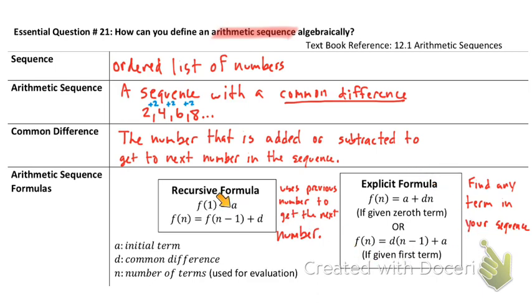Okay? The variables up here, A stands for initial term, D stands for common difference, and N stands for the number of terms, like the term you want. We're going to get some practice with this, so bear with me as we go through this. Again, as I mentioned earlier, explicit formula has 2 formulas depending on how your arithmetic sequence starts. We'll go into detail when we get into some examples.